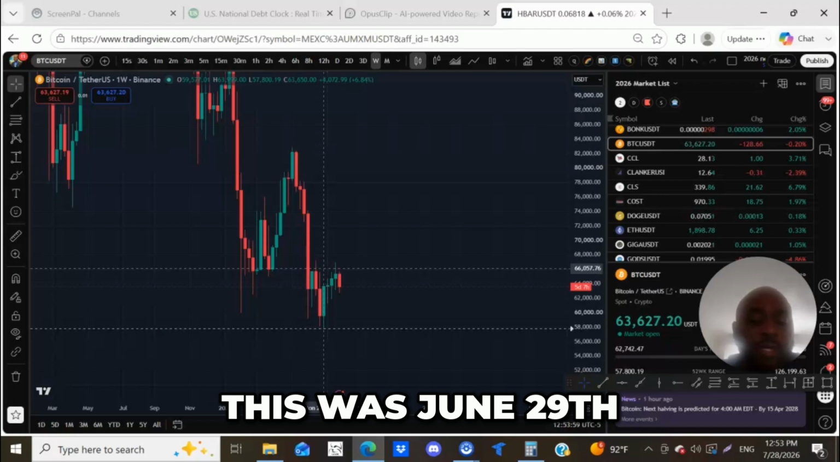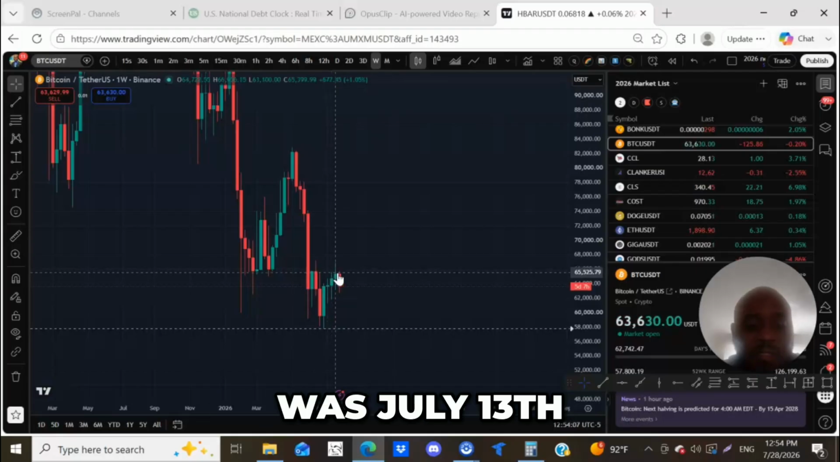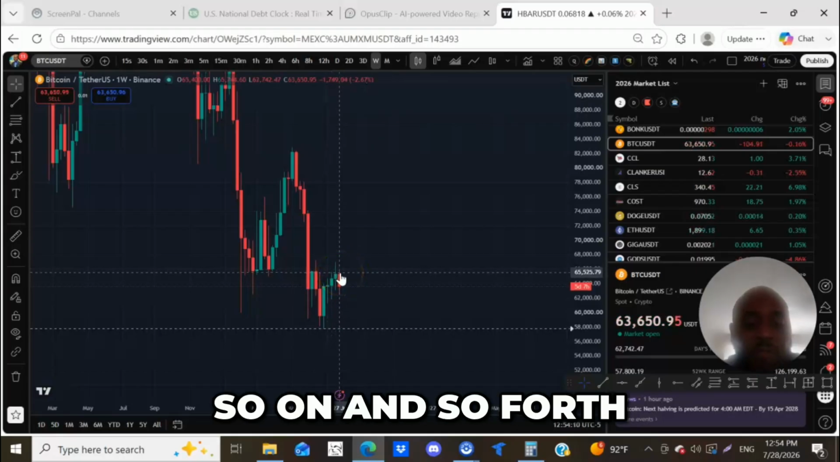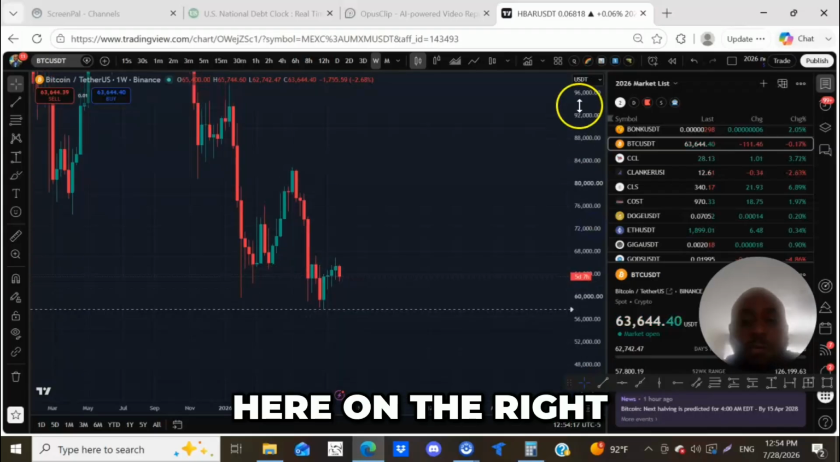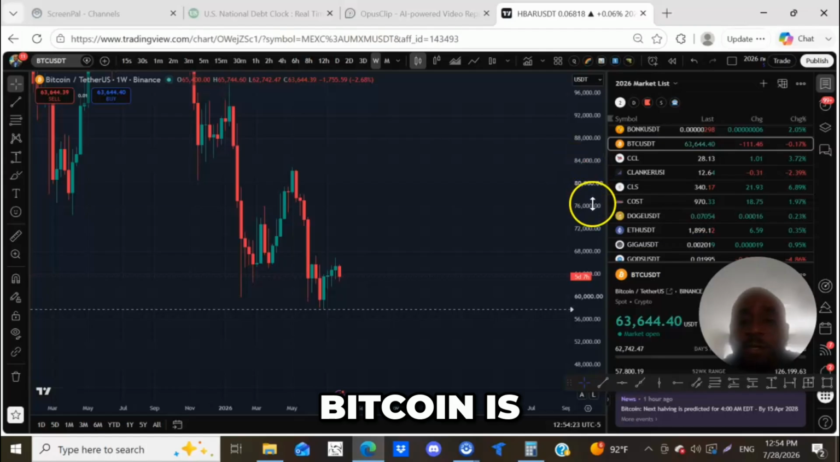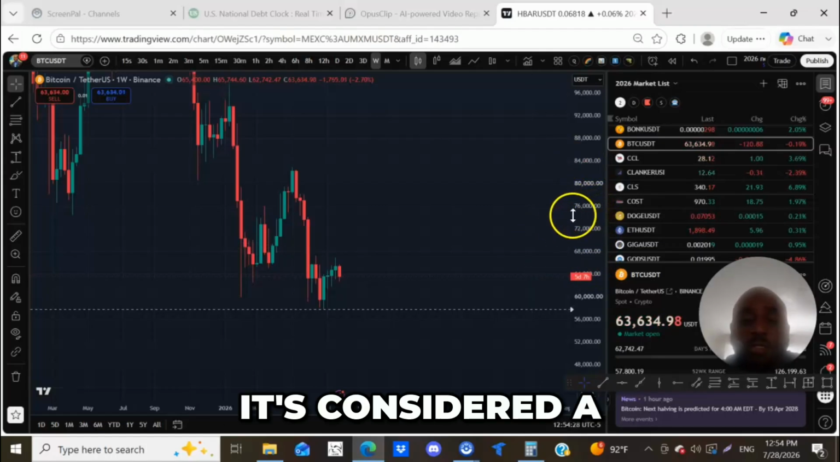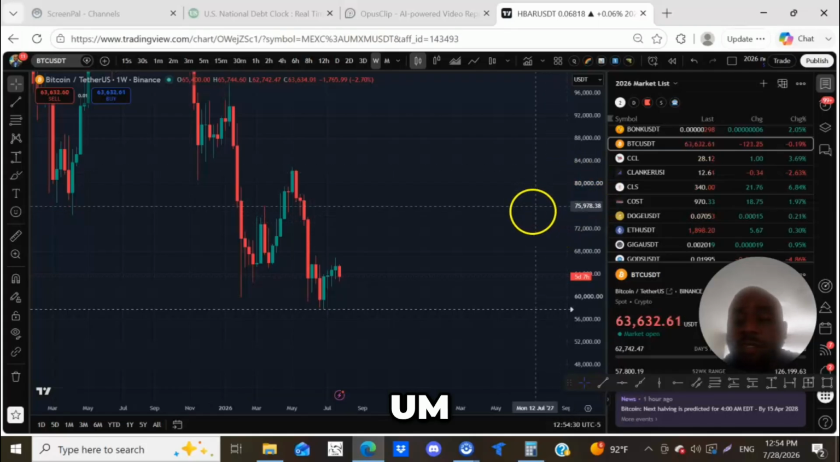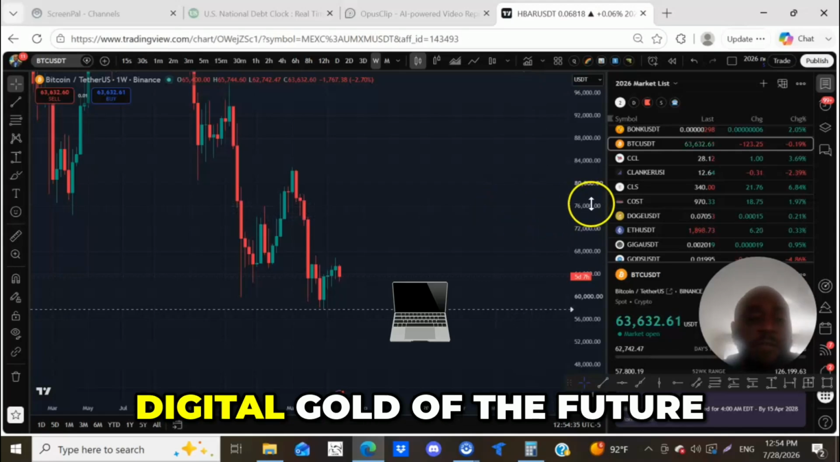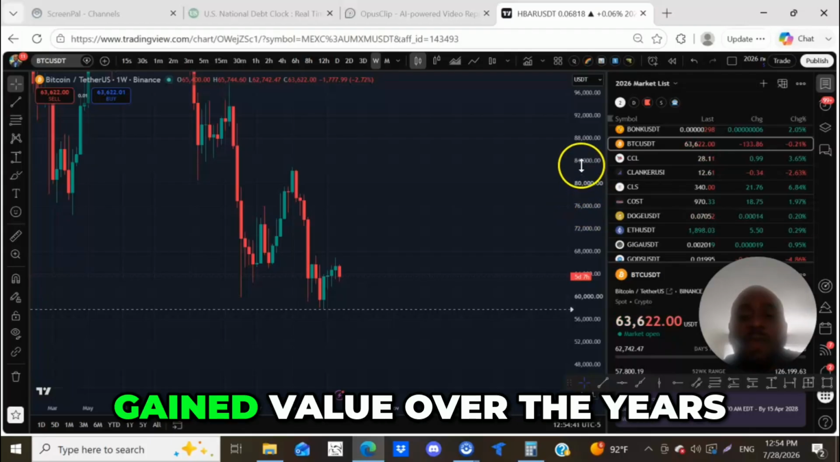And then it'll tell you the dates on the bottom of what week is covering. This was June 29th on a Monday, the 26th. This was July 6th. And then this week was July 13th, July 20th, so on and so forth. And we're in July 27th. Here on the right, you'll see basically the price of the asset. Again, Bitcoin is a very great asset to own. It's considered a digital gold, right? It's definitely digital gold of the future. It's a hedge against inflation, right? It's a storage of value. So it's something that's gained value over the years.